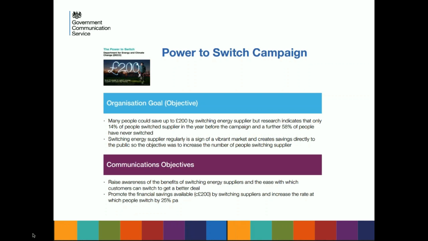So we have communications objectives to help support those policy objectives. So we have two listed on the screen there: raising awareness of the benefits of switching energy suppliers and the ease with which people can do that. They weren't aware of how easy it could be. And also secondary to that, promoting the financial savings available if people actually took that step to going out there and trying to switch their energy providers. Okay?